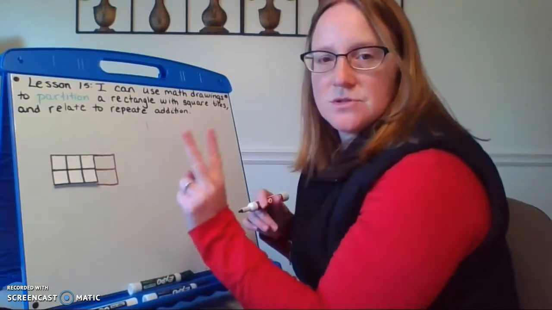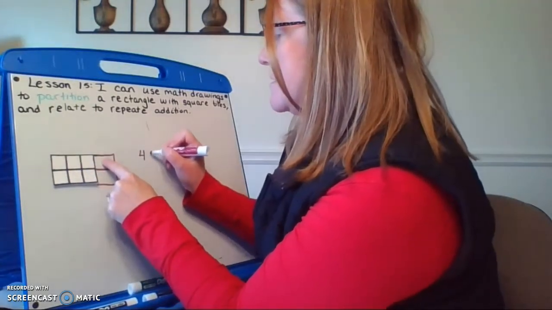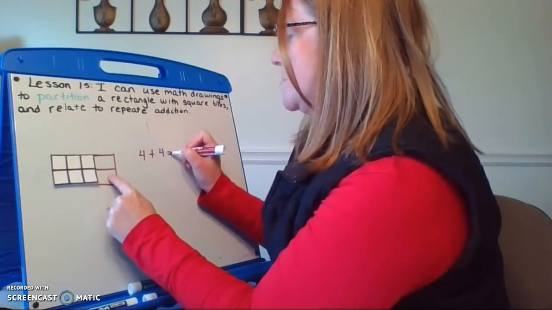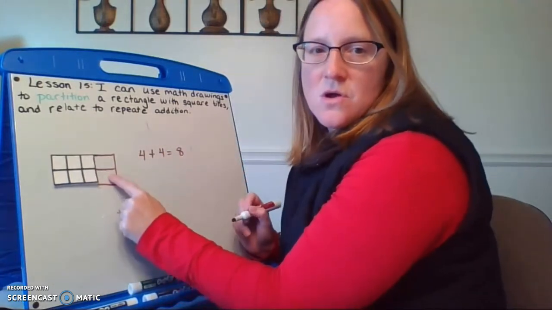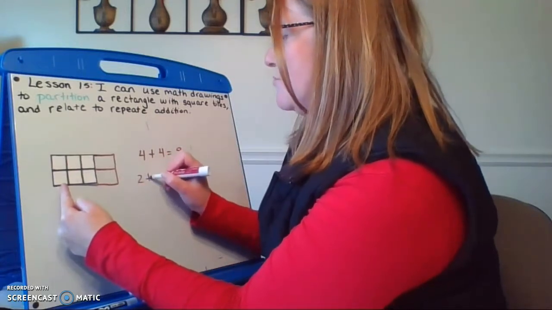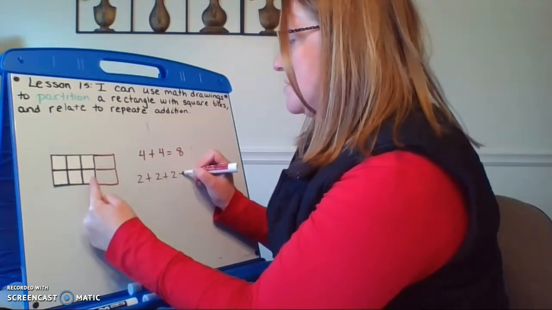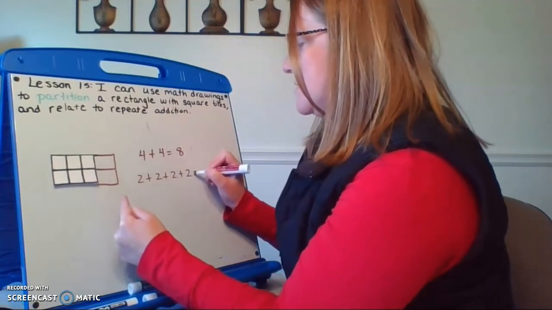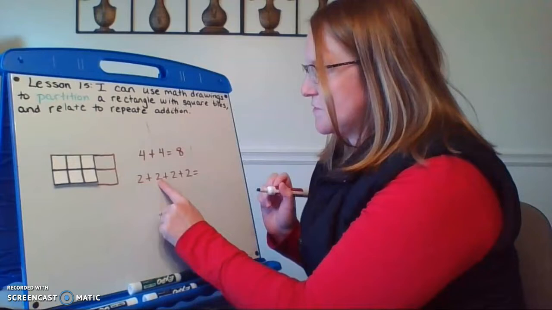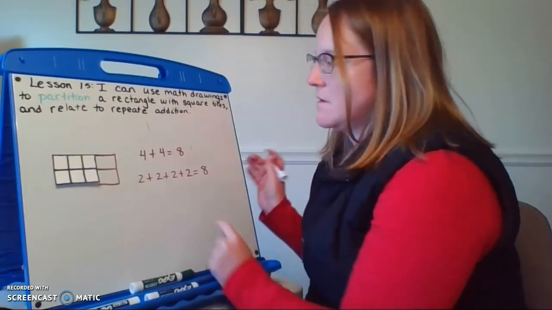Well, we could do it 2 ways. We could do 4 plus 1, 2, 3, 4 equals 8. Or you could also do 2 plus 2 plus 2 plus 2, and I also get the same answer. 2 plus 2 is 4, plus 2 is 6, plus 2 is 8.